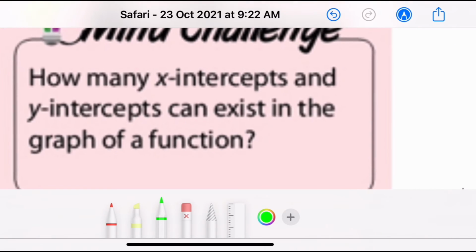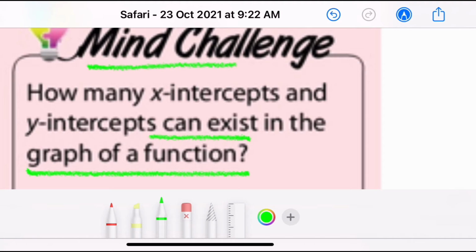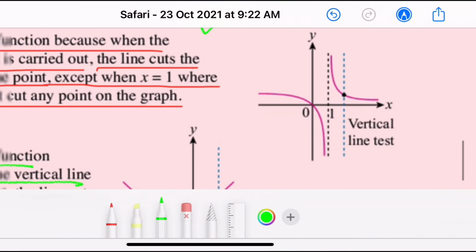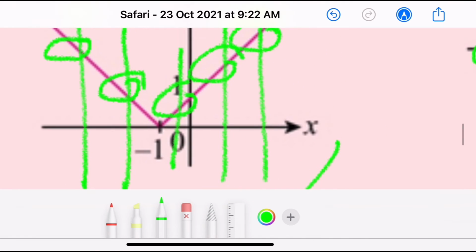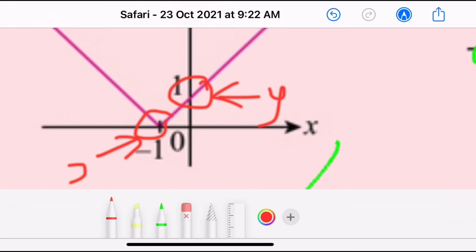So how many x-intercepts and y-intercepts can exist in the graph of a function? My challenge: how many x-intercepts and y-intercepts can exist in the graph of a function? As you can see here, we have one y-intercept and one x-intercept, right? This is y, this is x.